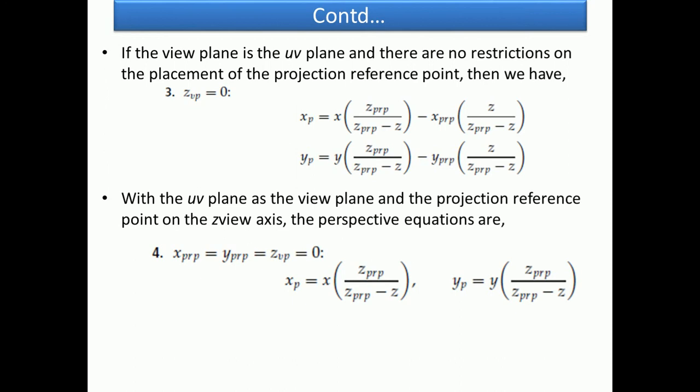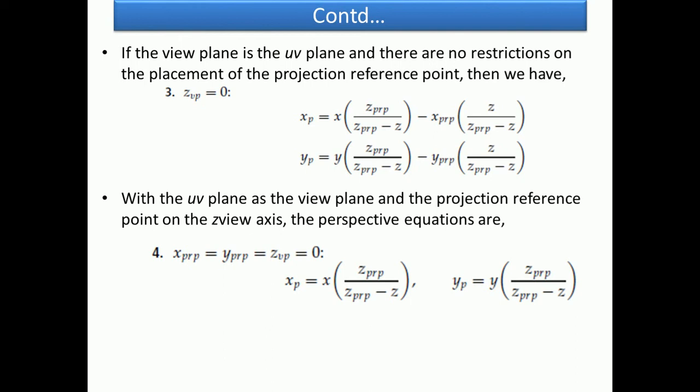Then the next case is if the view plane is the UV plane and there is no restriction on the placement of the projection reference point. In that case, z VP is equal to 0. Then we get the equations for xp and yp accordingly. So this is the third case, where z VP equals 0.